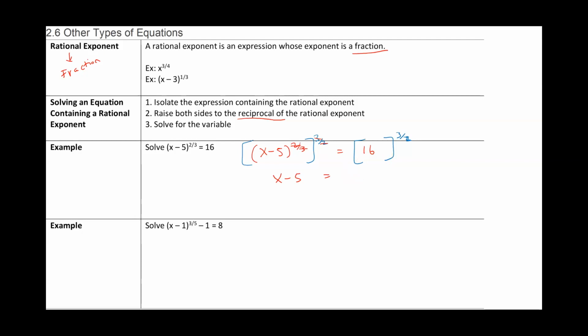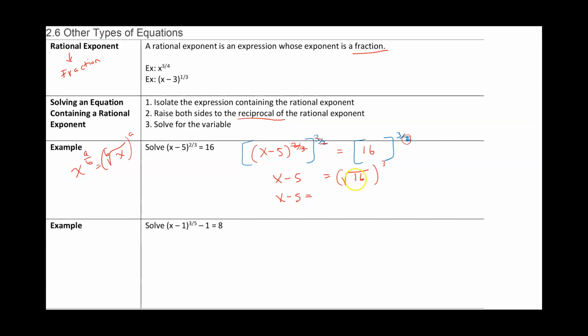Now, a quick recap. If you have x raised to the power of a over b, this means we have the b root of x, and that whole thing is raised to the a power. In other words, the denominator becomes your root, and the numerator becomes your exponent. So in this case, we have 16. The denominator is 2, so we're going to have the second root, which we don't have to write actually. Second root implies square root, so we have the square root of 16, and that is raised to the 3rd power.